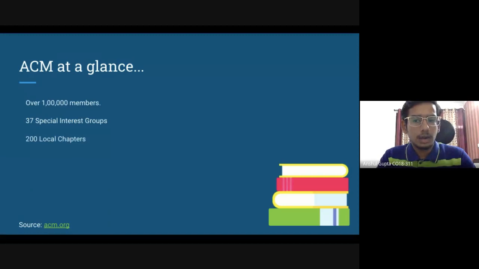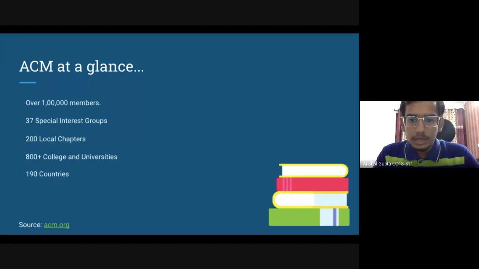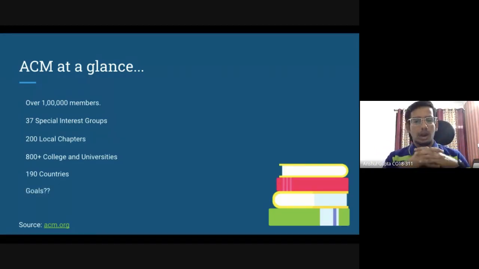There are currently around 200 ACM professional and local SIG chapters worldwide, spread across 800 plus colleges and universities. Coming over to the next, it is a global organization in around 190 countries. Coming over to the goals, ACM basically provides the computing field's premier digital library and serves its members and the computing profession with leading edge publications, conferences, and career resources.